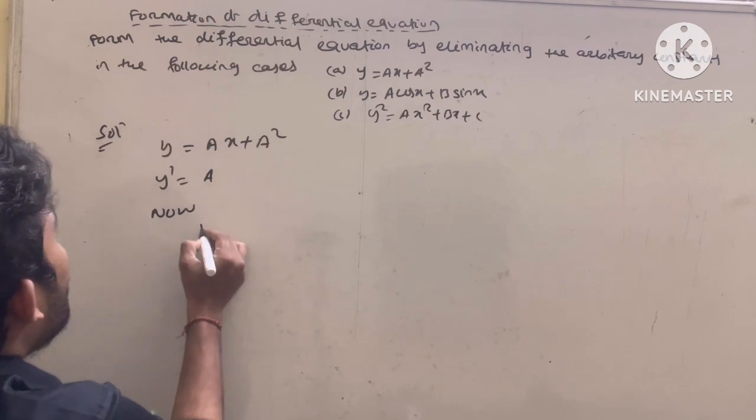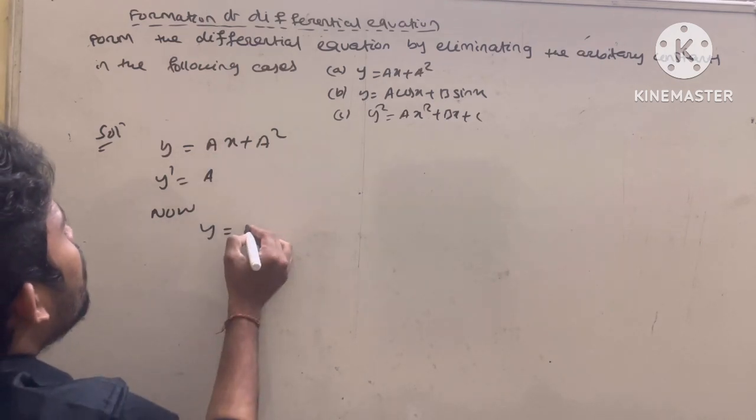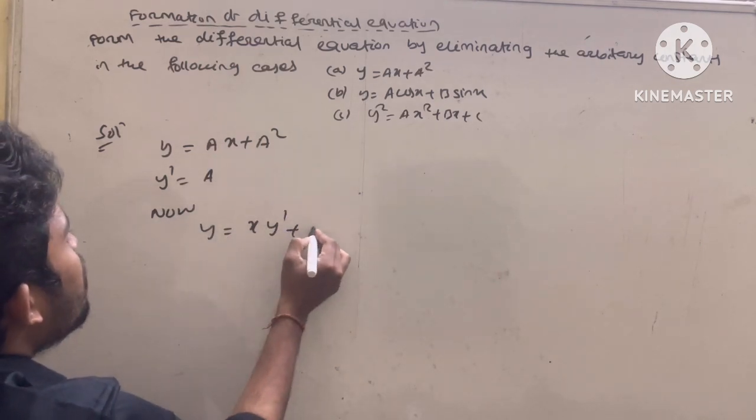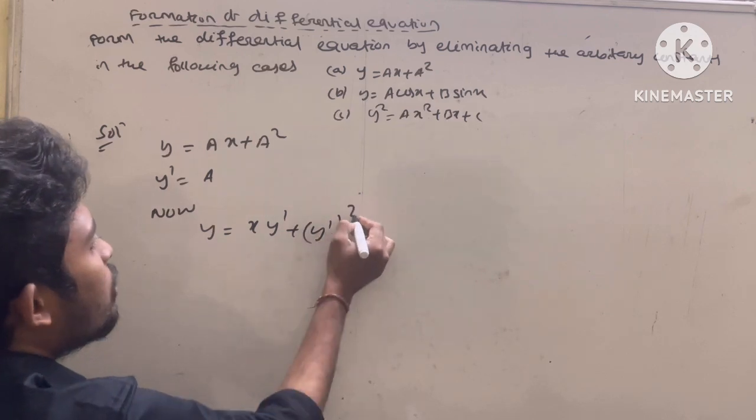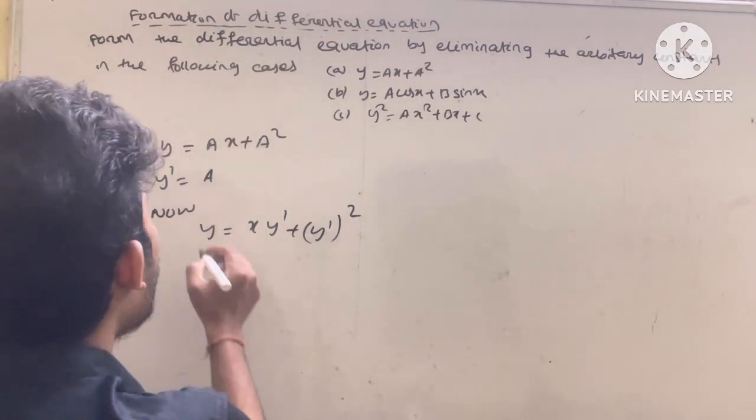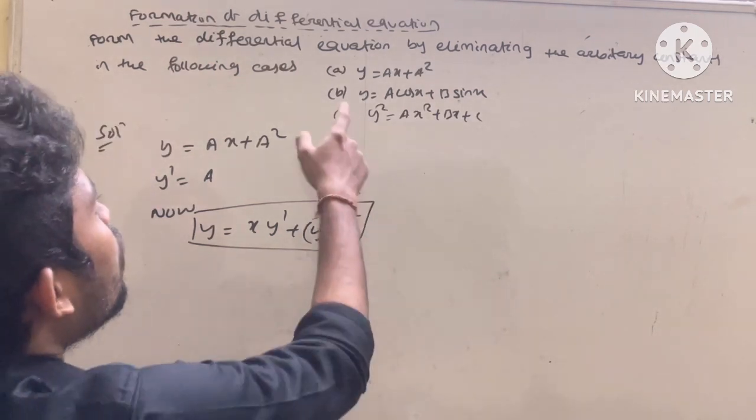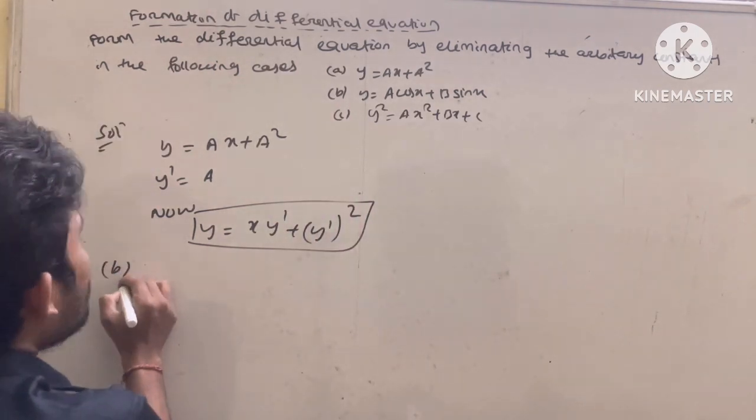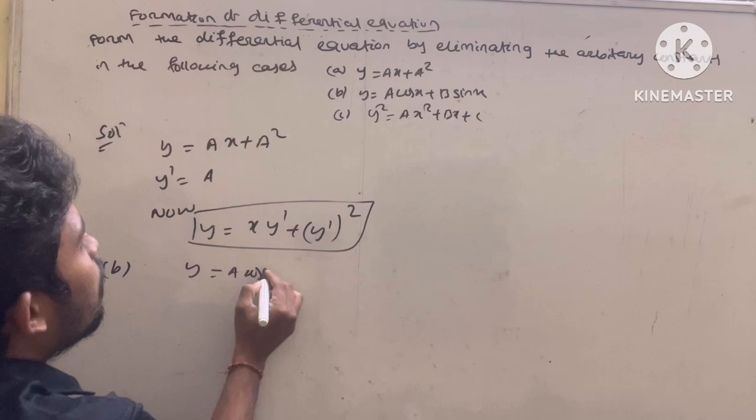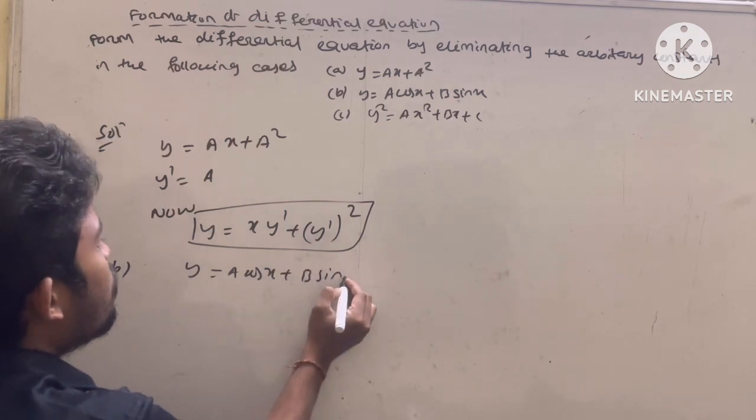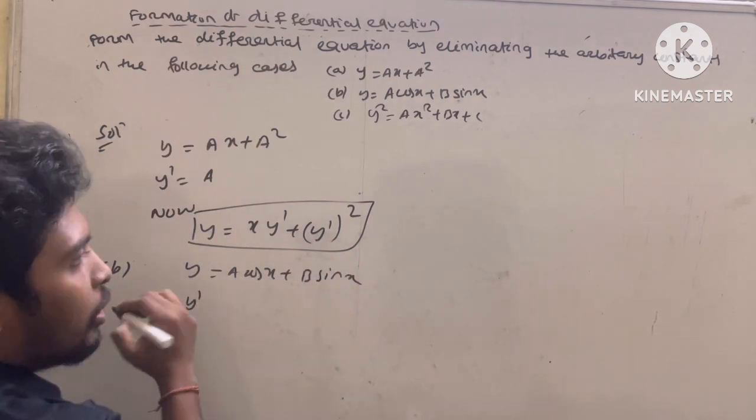So now y is, you have to put the value of a here, x y dash plus y dash square. Simply you eliminate the constant, you get the differential equation, and this is the differential equation. Okay, now look at the second question here. Y equal to a cos x plus b sin x. So just take the derivative on both sides.